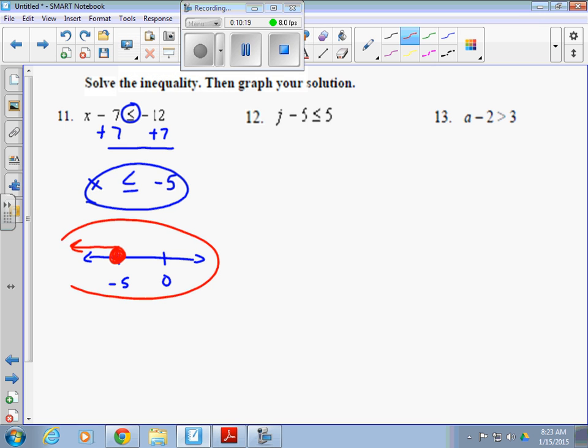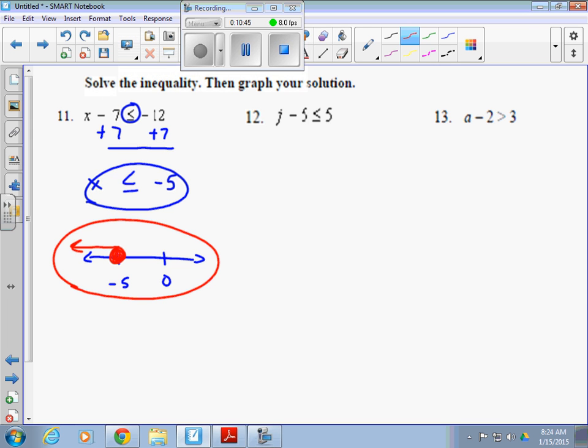Here's the graph. So when you're choosing multiple choice answers, again, if you take a test like this, there may be one where it's solved correctly and graphed wrong, and vice versa. There may be one that's graphed correctly and solved wrong. You have to choose the one that's correct for both of them, the graph and solving it.